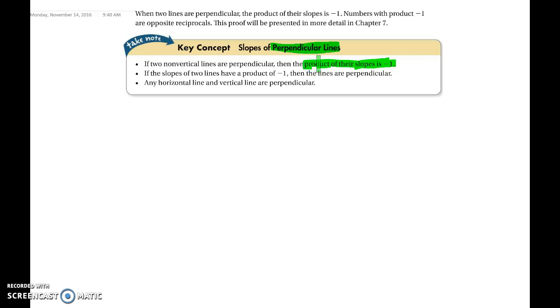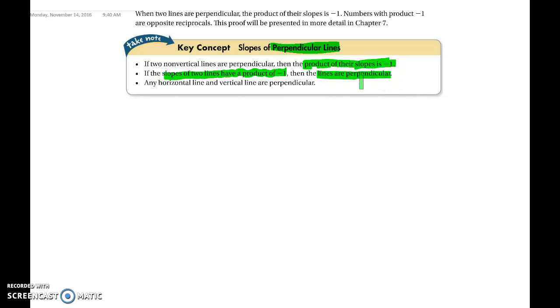That means if we have two lines and we want to know if they're perpendicular, we need to multiply their slopes together and see if they equal -1. If they do, then they're perpendicular. If they don't, then they are not perpendicular. And just like with parallel, if I tell you that the product of the two slopes is -1, then that means they are perpendicular.